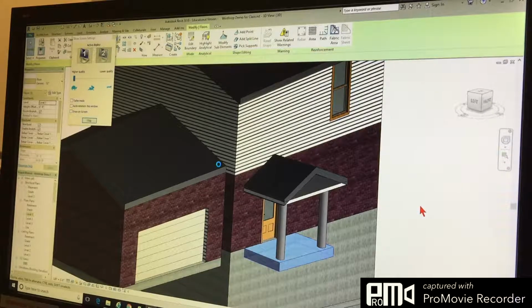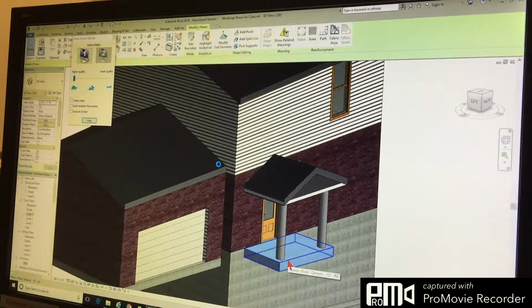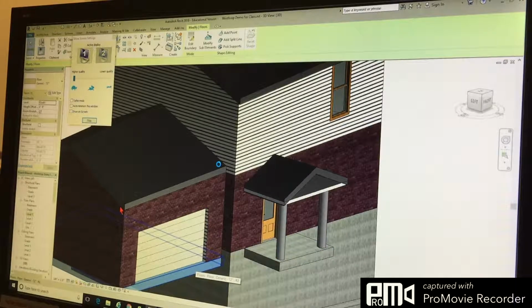Oh, okay, so the slab's not on level 1, it's on... This slab right here is actually on level 1. Yep, it's on level 1. And this slab over here is on grade. Okay, and if you already drew them, you can just go ahead and move them.